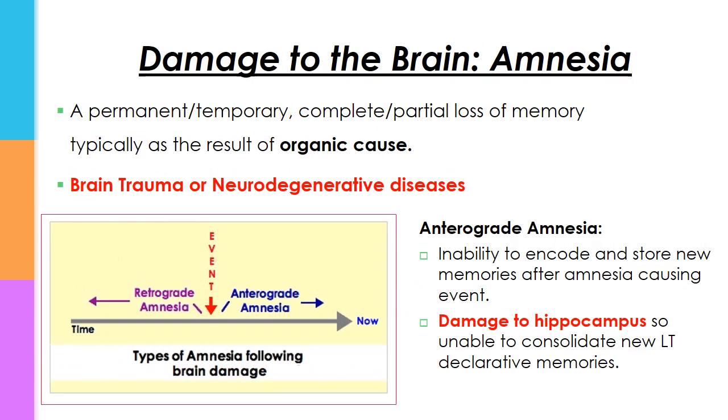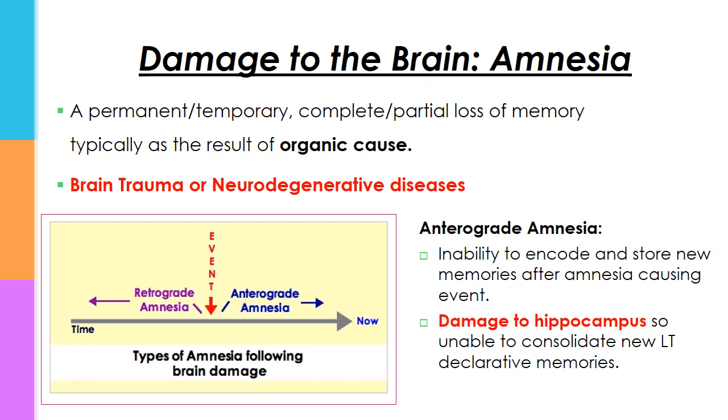Okay, damage to the brain. When we talk about damage to the brain, we're talking about things like Alzheimer's disease, which is a neurodegenerative disease, very similar to Parkinson's, but there are differences. Amnesia comes about through brain trauma, as well as neurodegenerative diseases, as well as surgery. So amnesia is a permanent, temporary, complete, or partial loss of memory, typically as a result of an organic cause. So things like Alzheimer's, and so on and so forth.